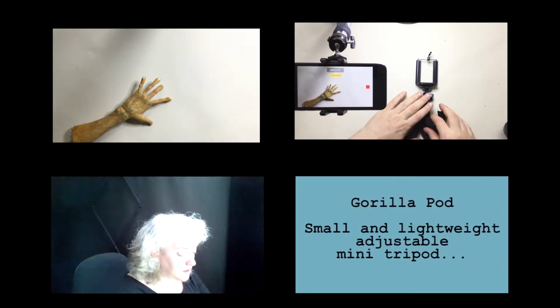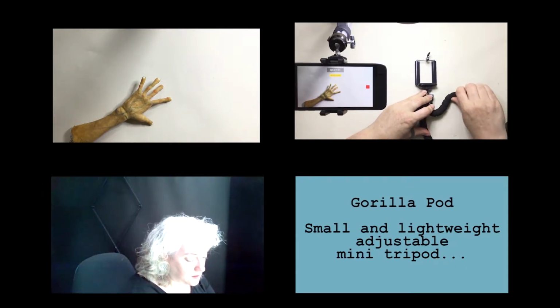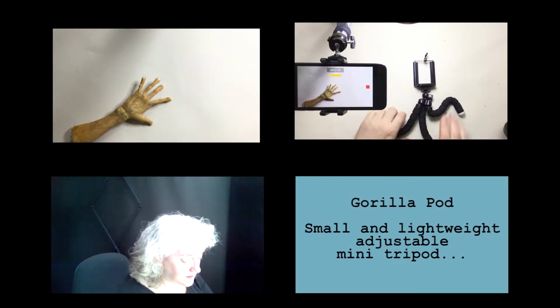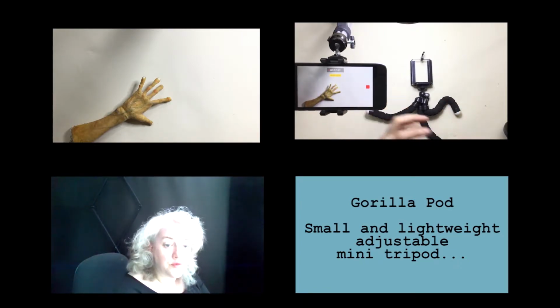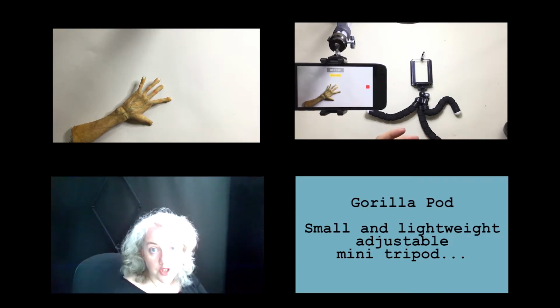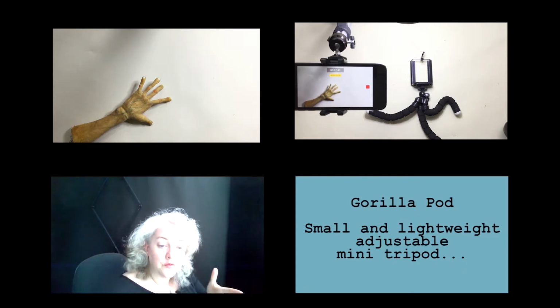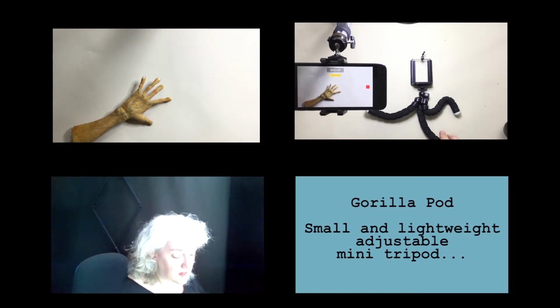So this is a GorillaPod-esque. GorillaPod is a brand name, but the idea is that these are flexible, and this material is quite soft. So this grips really nicely onto objects. So if you had, say, a radiator pipe or even the back of a chair, and you wanted to train your phone to record a larger space, this is a great bit of equipment to have.